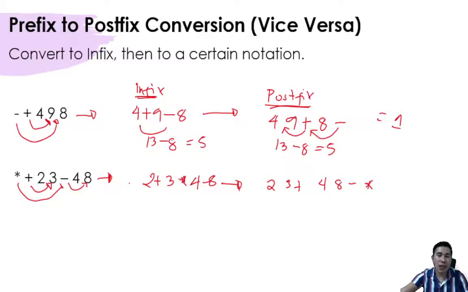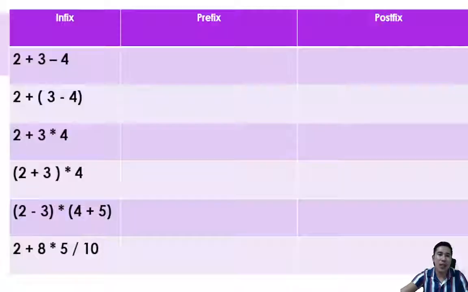Okay, so that is prefix to postfix conversion. Now let's have another example. Here we have given an infix notation in the first column. We are going to convert this into prefix and postfix. First is to convert this into prefix. Again, prefix is going to move to the left. Postfix is moved to the right. So we move to the left.